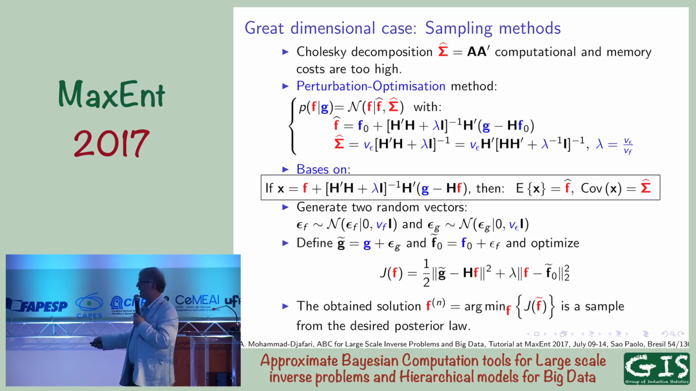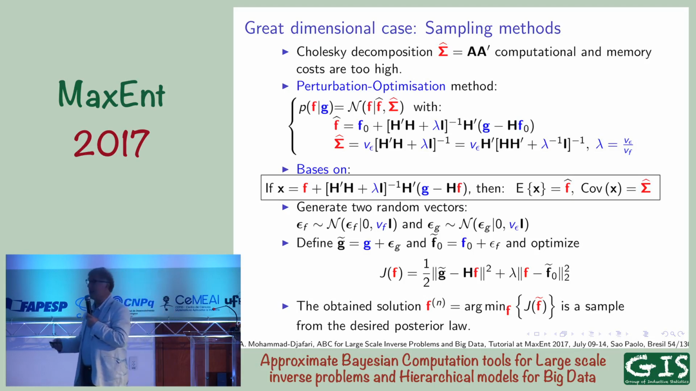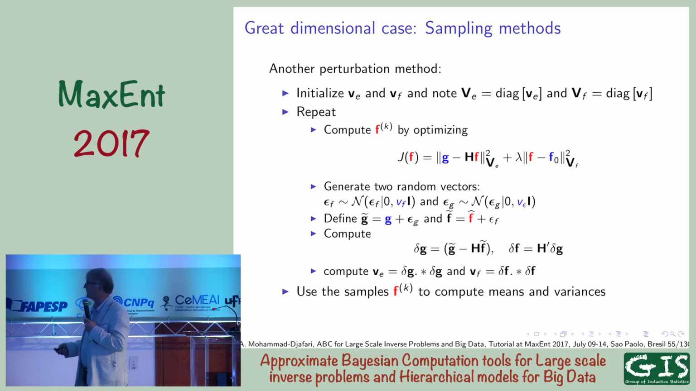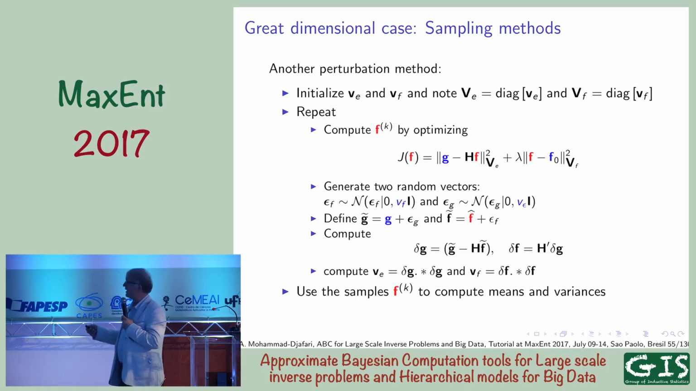So how to generate the samples? This is the way. Remember, you add a Gaussian vector that you generate to the data, and a Gaussian vector to the mean of the prior. You do optimization, you get one sample. Again, repeat this operation. And from those samples, you can do anything that you want.